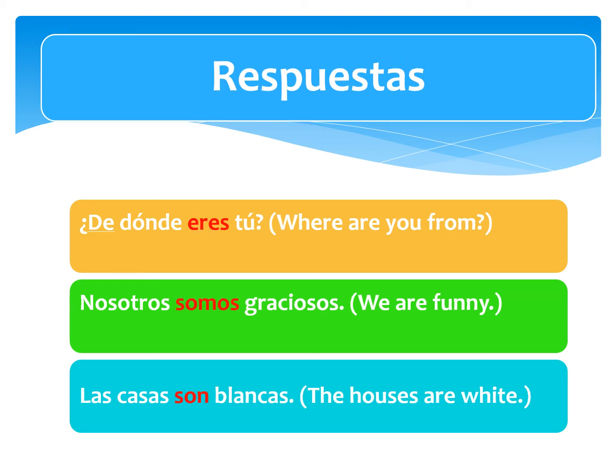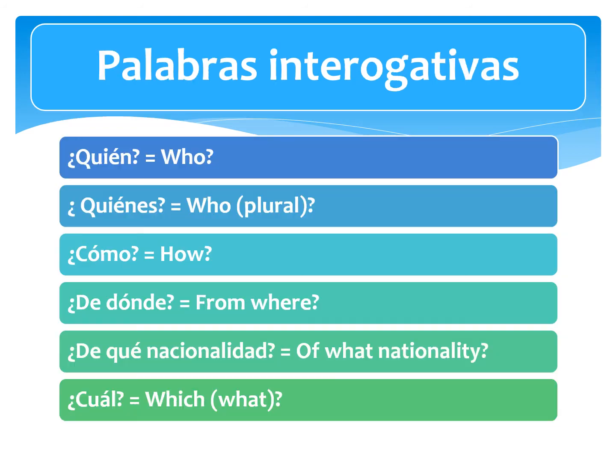All right, ¿de dónde eres tú? Where are you from? Nosotros somos graciosos. We are funny. Las casas son blancas. The houses are white. Okay, so using the verb ser, we're able to start putting together some simple sentences in Spanish and starting to communicate.